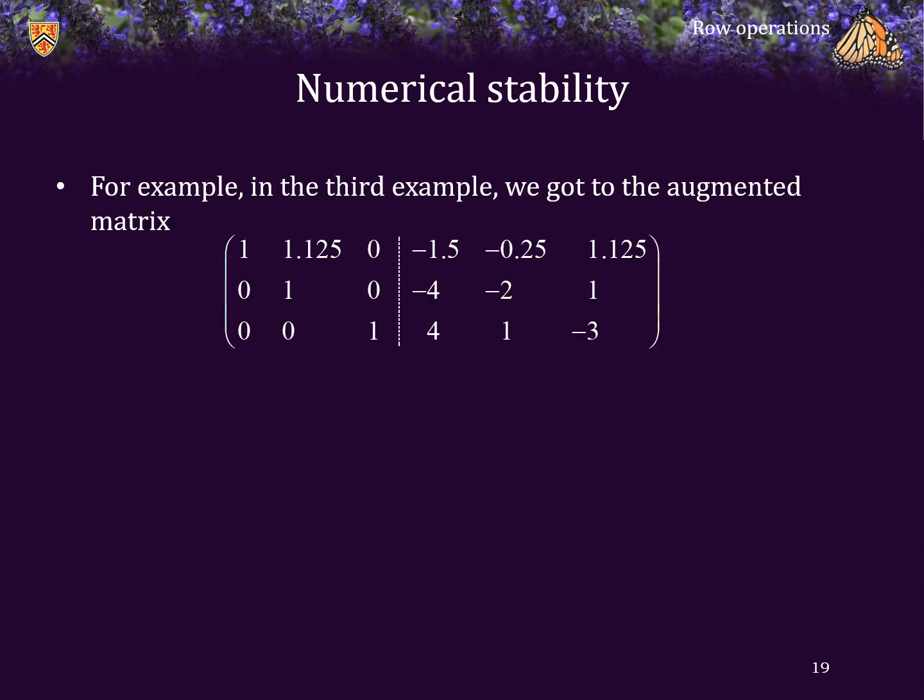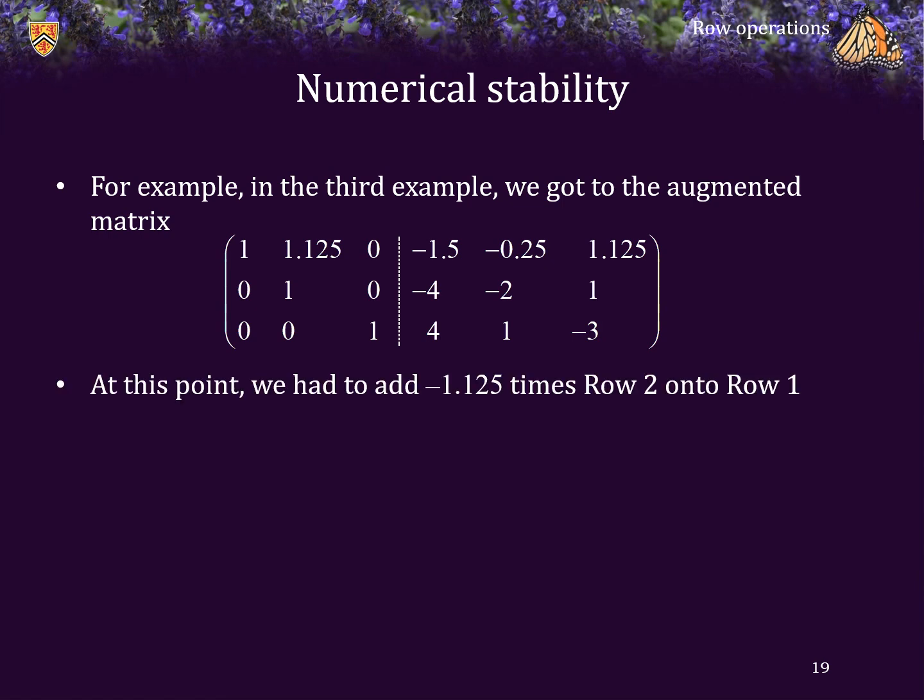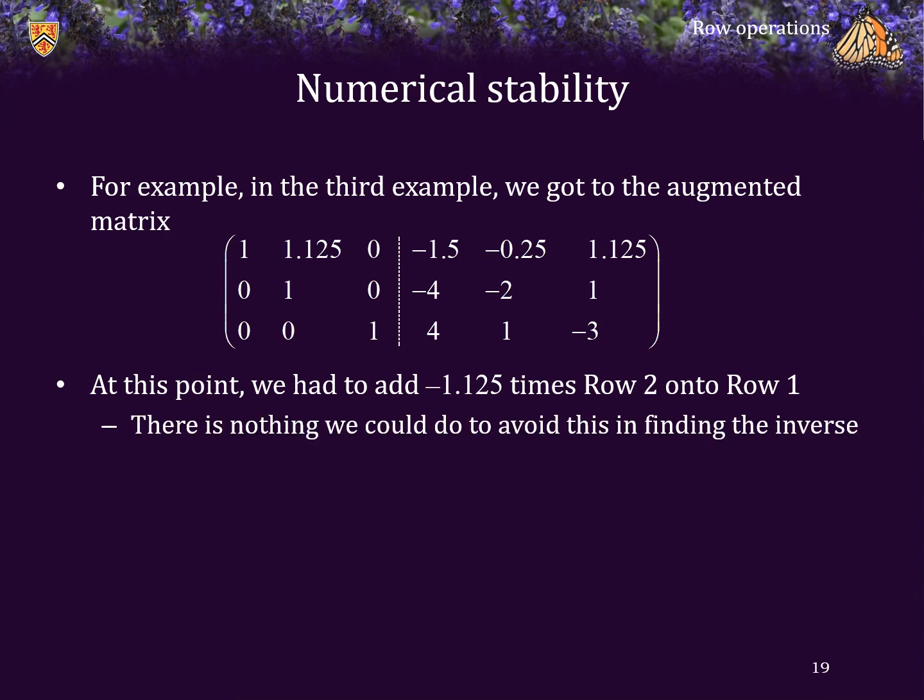For example, in the third case above, we had gotten to the augmented matrix we see here. In order to proceed to find the inverse, we had to add negative 1.125 times row 2 onto row 1. This was completely unavoidable. We couldn't have done anything else. Consequently, we were adding on the right-hand matrix a multiple of row 2 where the scalar was greater than 1 in absolute value. Now, here it obviously didn't cause any serious issues.